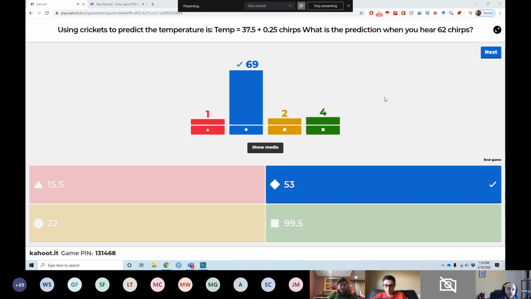Good. So how we go about using the line, technically there should be a little hat on this, but I couldn't figure out how to do it in Kahoot. So the predicted temperature, temp with a little hat on it, is equal to this equation where we have our chirps. All we want to do is plug in the number of chirps we hear outside into here. We take 62, multiply it by a quarter, you get about 15 and a half. We take 15 and a half, add it to 37.5. That gives us our magic number of 53. So anyone have any questions for this?